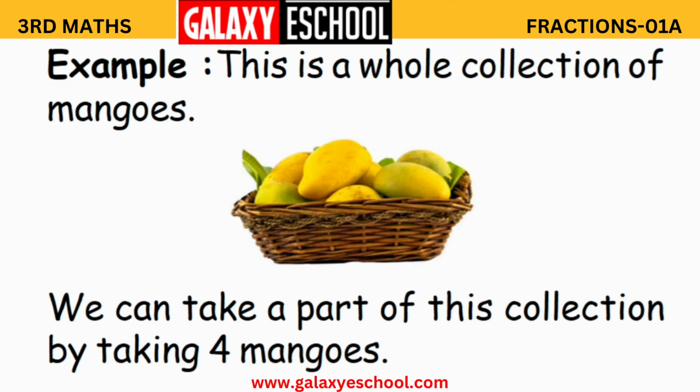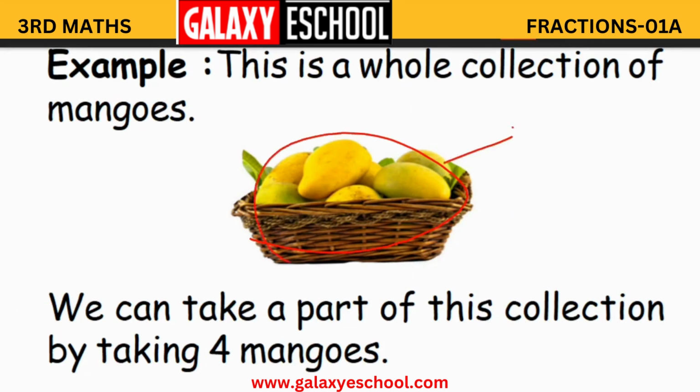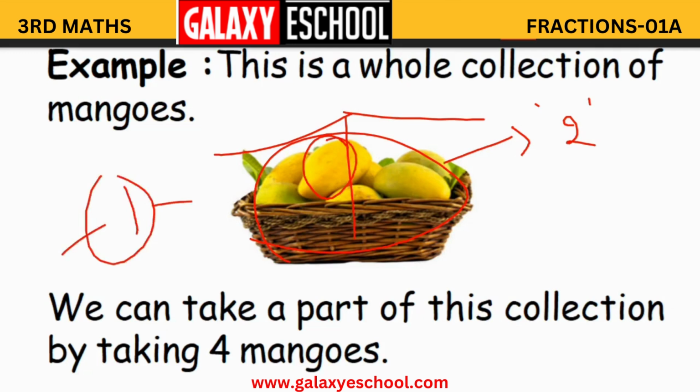Now when we are distributing these mangoes, suppose 2 families bought these mangoes together. Now these have to be distributed among 2 families. What will we do? We'll take each mango, cut it in half and distribute? No, right? We'll count the total number of mangoes and then distribute them equally. Yes, we can take a part of this collection by taking 4 mangoes.